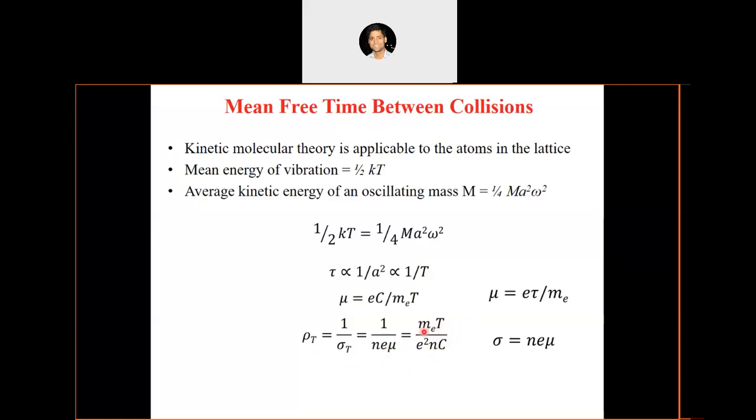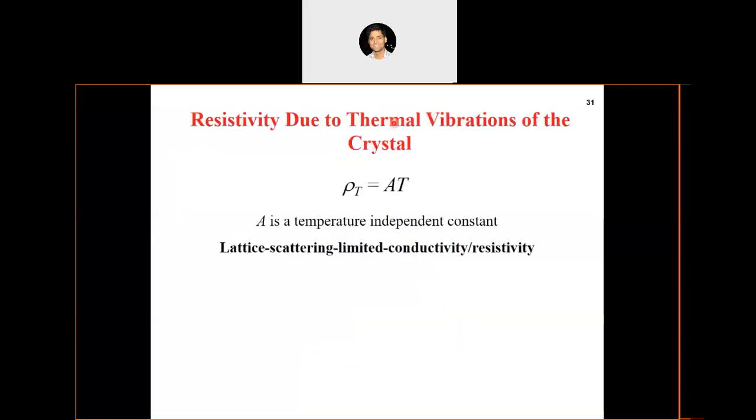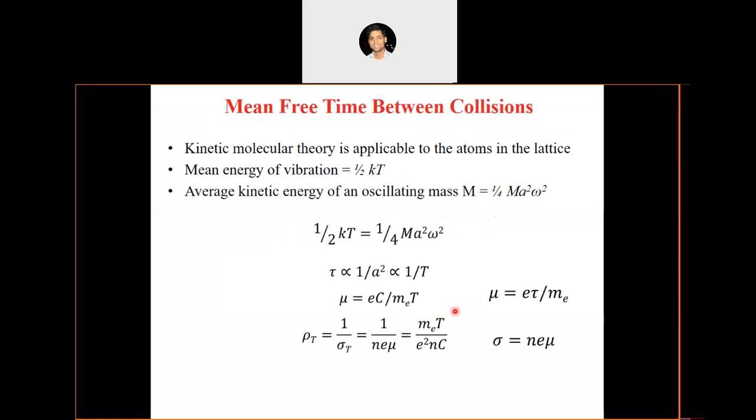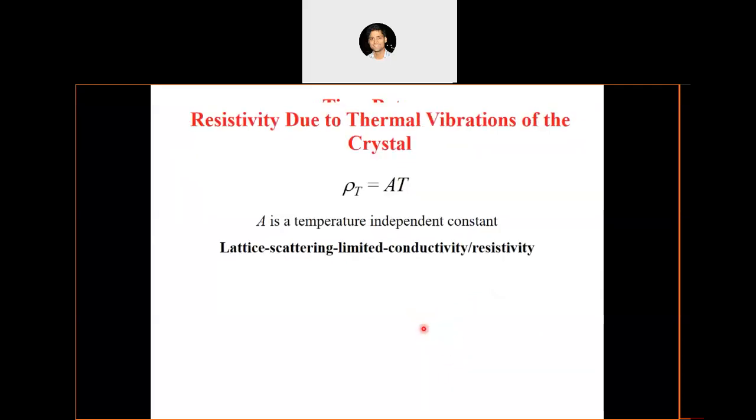We don't need to worry about this constant so much, because we are going to replace it with a proportionality constant A, which is a temperature independent constant, because the temperature dependence we have already got. All these quantities we are assuming are independent of temperature, so we are taking this as a single constant, represented as A here. We are representing this resistivity rho as rho_T, right? Because this is the part of resistivity which is dependent on temperature.